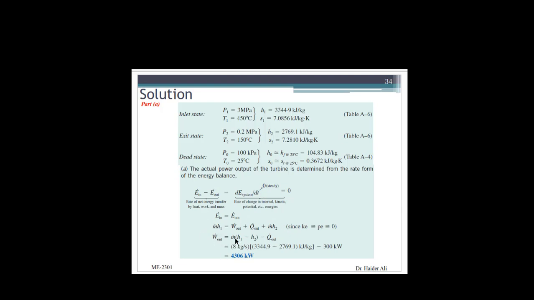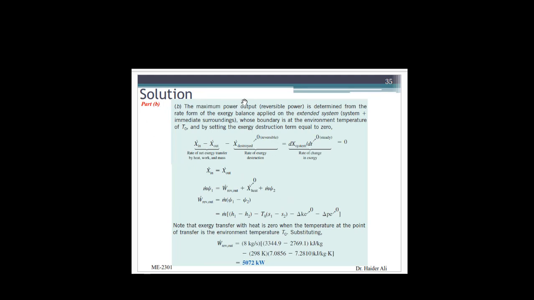Here we have W out, which comes out to be m dot (h1 minus h2) minus Q out, which is 4306 kilowatts. The maximum reversible power output is determined from the rate form of the exergy balance equation. Since it's a reversible process, the exergy destroyed is 0, and since it's a steady process, we can use this relation.